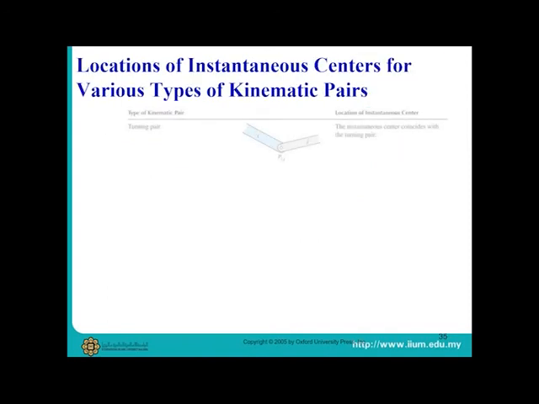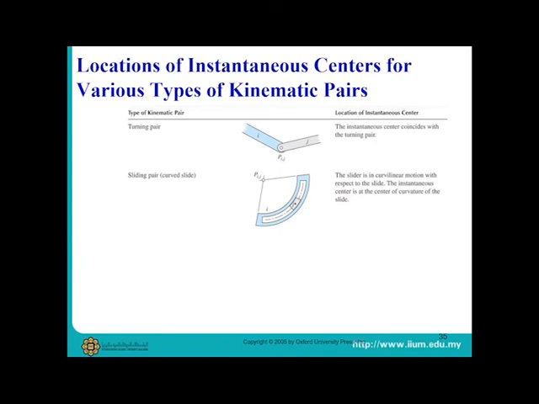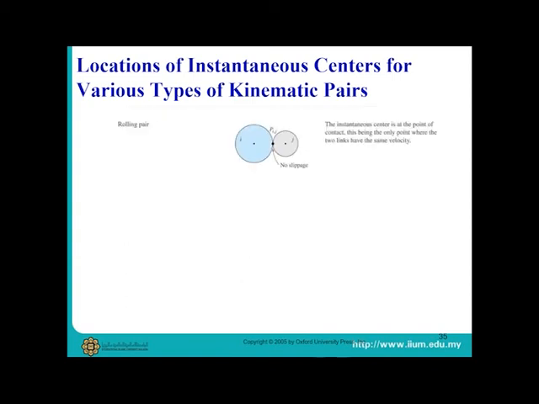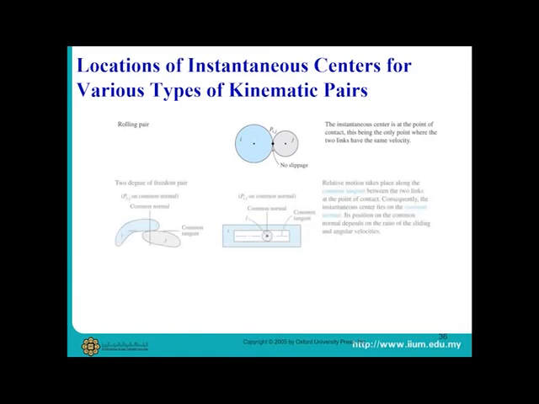This slide shows a typical kinematic pair and the location of its instantaneous center. The link pair gives an instantaneous center at the joint, a sliding pair on a curved slide has it at the center of the curve, and a sliding pair on a straight slide gives you an instantaneous center at infinity. For a rolling pair, the instantaneous center is at the contact point, and rolling on a straight slide is at the center of the rolling body.